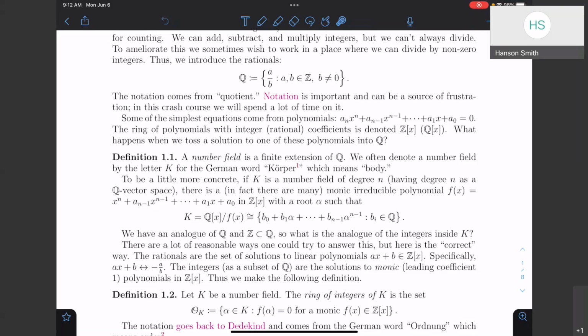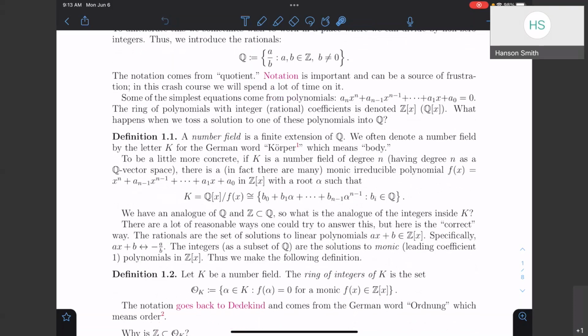You'll notice in algebraic number theory, a lot of the people who built this field were Germans, so there's still a lot of German influence in the nomenclature. A finite extension of Q, that's nice. But to be a little more concrete, if I have a number field of degree n, that means I have degree n as a Q vector space. So I have some vector space over the rationals with degree n.